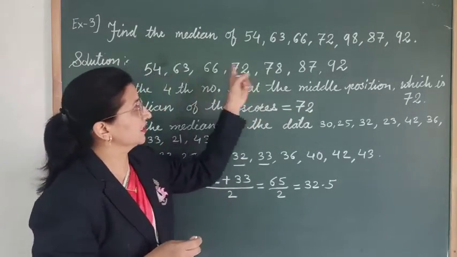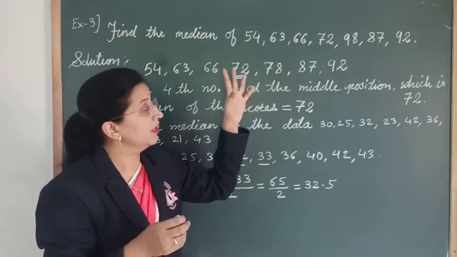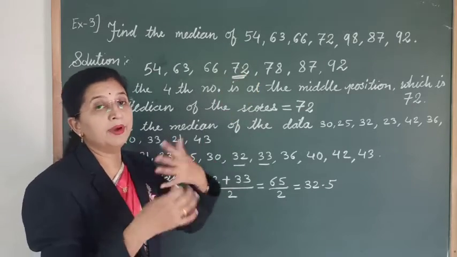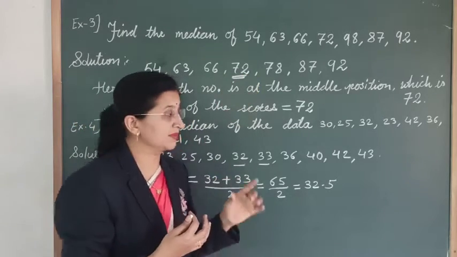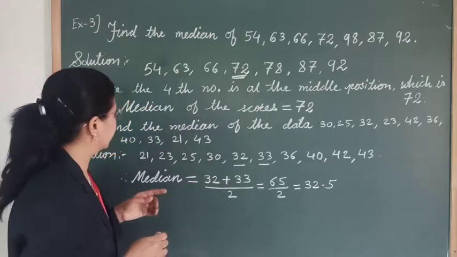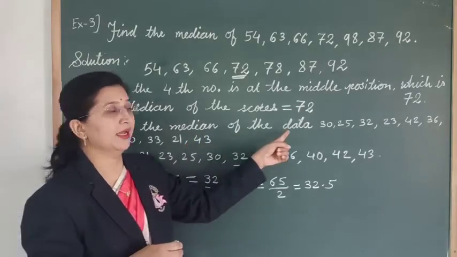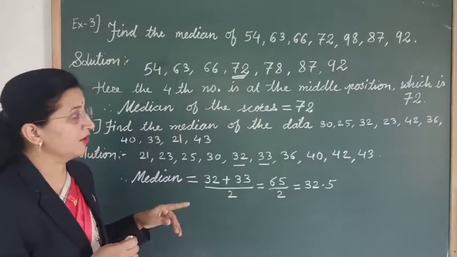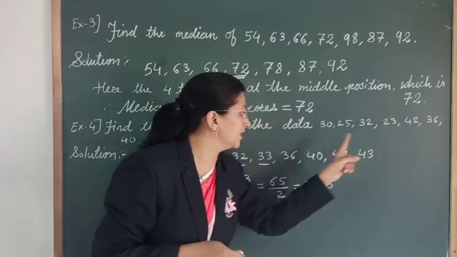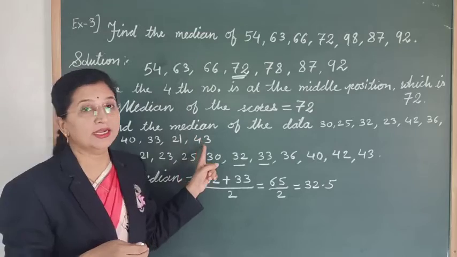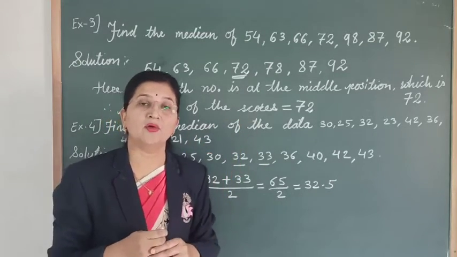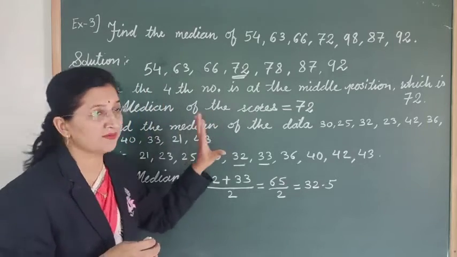As the number of observations is odd, it is quite easy to find the middle one. But when there are two middle numbers, meaning the given observations are even, then how do we find the median? So let's take another example. Find the median of the data. Here we are given the data. How many numbers are there? 1, 2, 3, 4, 5, 6, 7, 8, 9, 10. So we are given 10 numbers and we have to find the median of these observations.